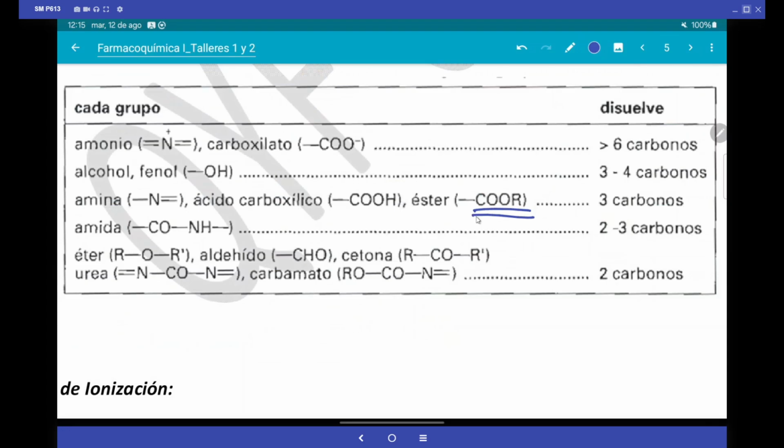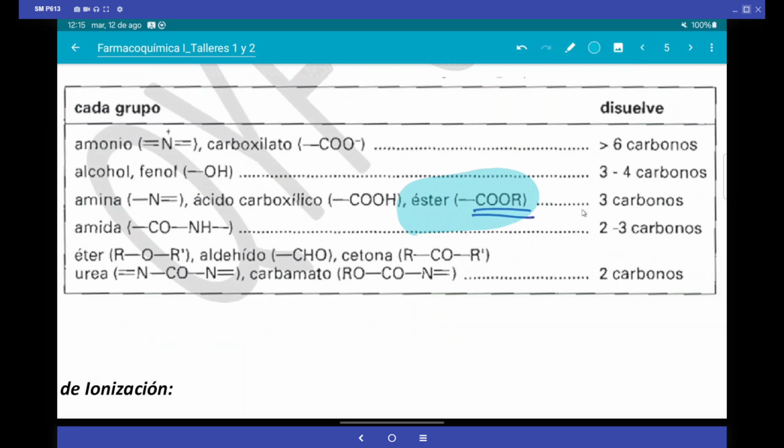The esters bring little in reality to solubility. Here it says that up to 3 carbons, but I would leave them in parentheses because that depends a lot on the chemical environment. So please, better not to consider the esters in this list, in an exercise or something that we have to solve.